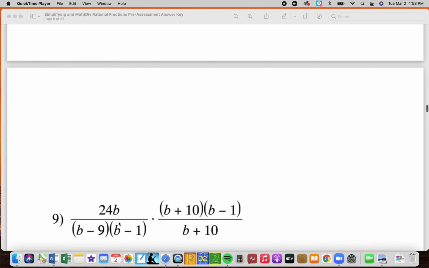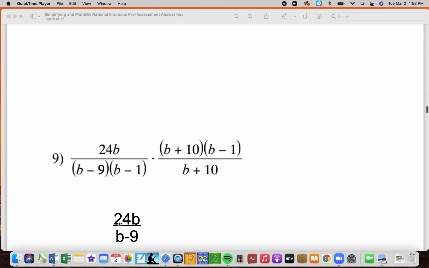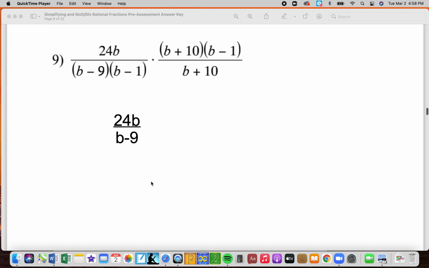Number 9, now we're multiplying two fractions, and they've already factored them for us. So what we can do is go straight to canceling. We're going to cancel the b minus 1 and the b minus 1, the b plus 10 and the b plus 10, and that leaves us with 24b over b minus 9.